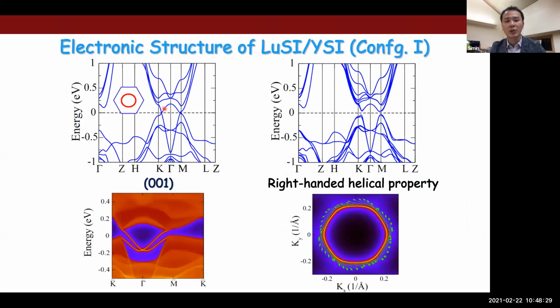This is the band structure of lutetium sulfur iodide. If spin-orbit coupling is ignored, there is a band inversion at the gamma point, resulting in a node line circled around the gamma point. With the consideration of spin-orbit coupling, the node line will be gapped, and the material is a three-dimensional strong topological insulator. On the 001 surface, we can find a single Dirac cone at the gamma-bar point. In contrast to the well-known topological insulator bismuth selenide, the surface state has the right-handed helical property.